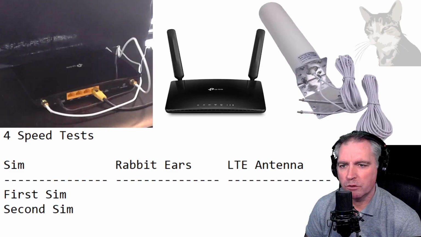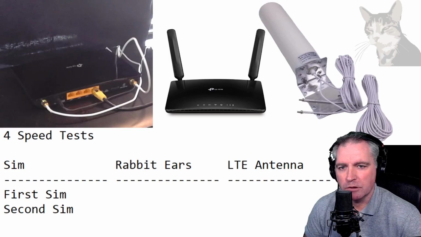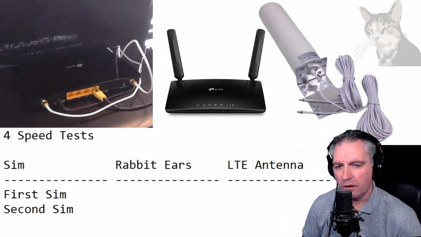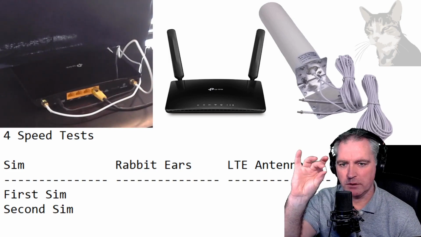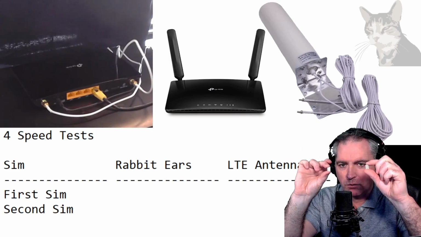Okay, I'm going to do four speed tests. On the left, that is my MR600 Archer 4G router, and it's currently connected to that LTE antenna just above my head. And you can see the wires. I've got two SIM cards. This one, which featured in my last video, and this one, which I'll compare against.